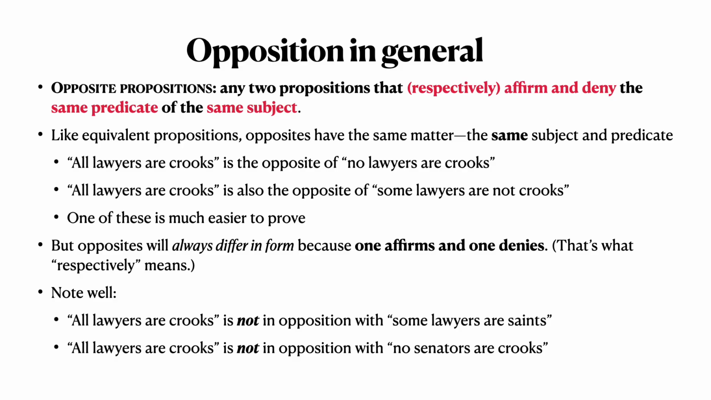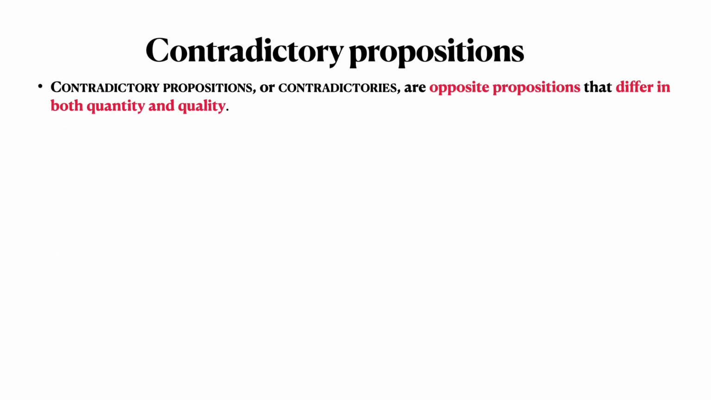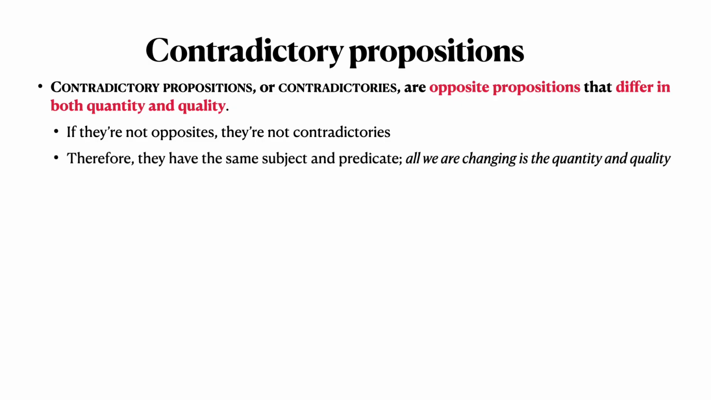All right, now let's look at the three different kinds of opposition that are covered in section 6.1. The first is contradictory propositions. And we can define contradictory propositions, or contradictories for short, as opposite propositions that differ in both quantity and quality. Okay, so first, they have to be opposite propositions. If they're not opposites, then they're not contradictories. And that means, accordingly, that they have to have the same subject and predicate. Contradictories are always going to have the same subject and predicate. All we're changing is the quantity and quality of the form of the statement.